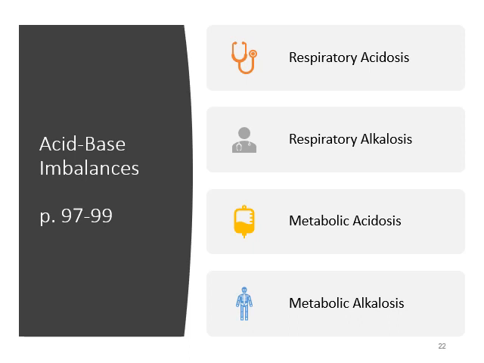A solution containing a high number of hydrogen ions is an acid, and a solution containing a low number of hydrogen ions is an alkaline or base. So this is under acid-base disturbances in your book on page 97. So let's look at that.